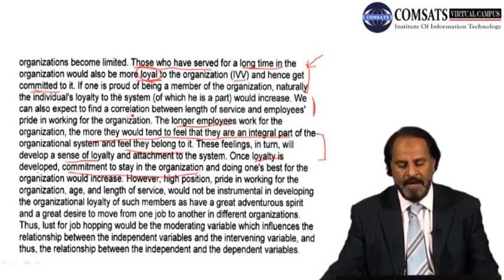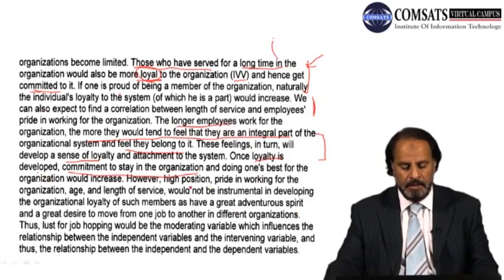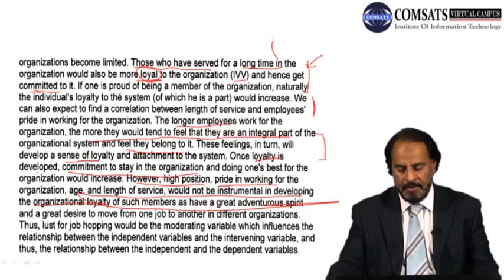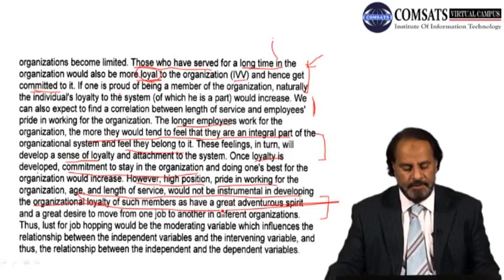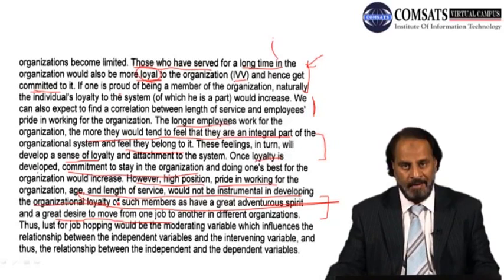So again, he goes back and forth, talks about the variables and their relationship with each other, and he moves on. And then he says that, however, the higher positions, pride in work for organization, age, and length of service would not be instrumental in developing the organization loyalty of such members as have great adventurous spirit. So he's now becoming a bit more tentative and cautious here. He's saying people who have a more adventurous spirit, that is, a great desire to move on from one job to the other, these variables will not act the way they generally do.